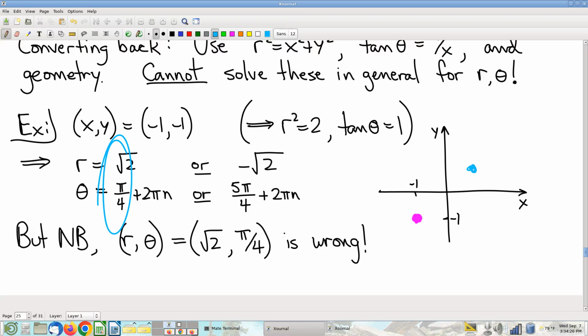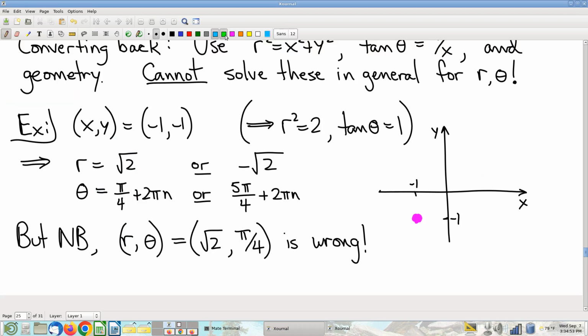That puts you over here, which is wrong. So there it is. You just can't trust those solve-for-r, solve-for-theta formulas. They're just not true. Now, so what do you do? Well, again, you have these options, and like I said up here, you look at the geometry. Think about the geometry of the situation.